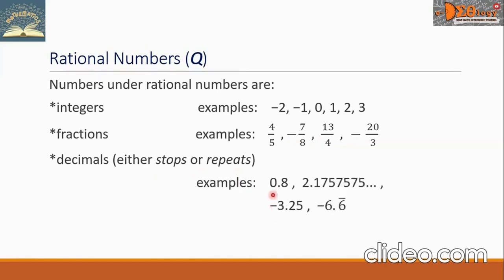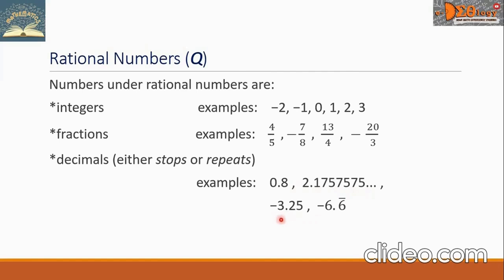Examples are here. First example, 0.8. This is a decimal that stops. So this is a rational number. Another example, 2.17575, and so on. We can see here a pattern of repetition on the 75. The three dots here means we can continue writing 75 on the right side of this decimal. So this is an example of a rational number.